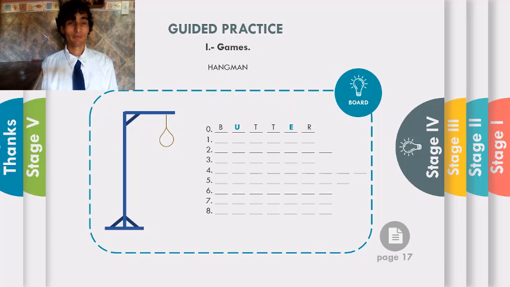For example, the first word is the word butter. B-U-T-T-E-R. Butter. And the target sounds are the unstressed schwa in the letter U, and the unstressed schwa in the letter E. For this stage, you can also find 2 extra activities in your handout, which you can practice with your partner before going on to the next stage.